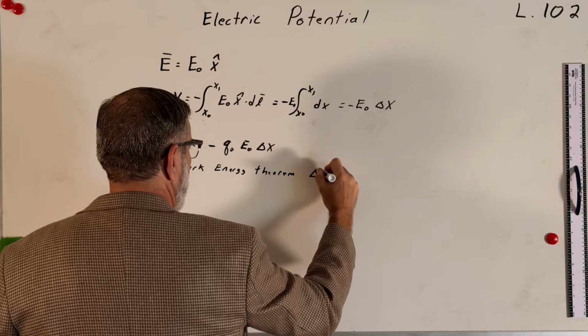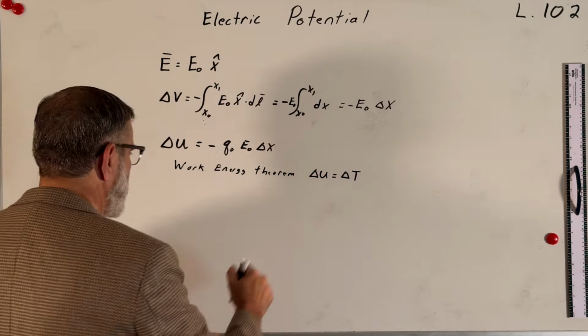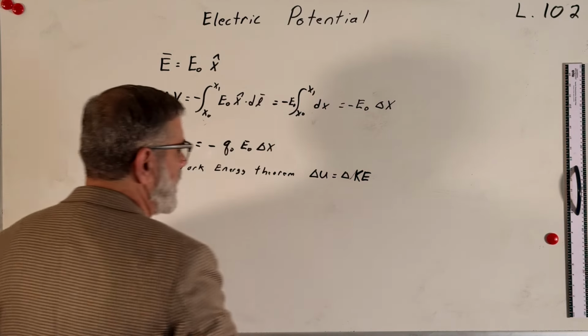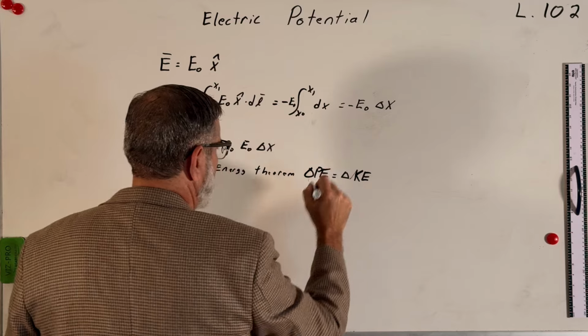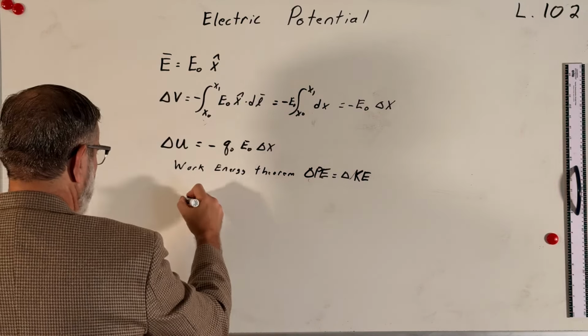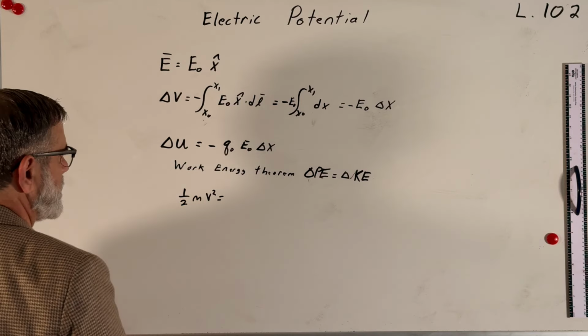It says that delta U is equal to delta T. Delta T, I'll write it as KE because sometimes people get confused about that, is the change in kinetic energy. And if I wanted to, I could write delta PE for potential energy equals delta KE, change in kinetic energy, right? So all I have to do is say one half mass times the velocity squared is the change in the kinetic energy.